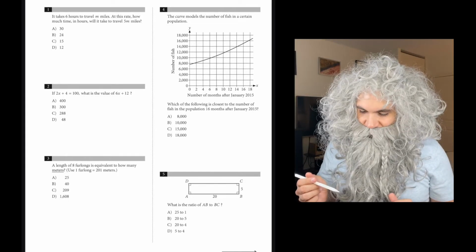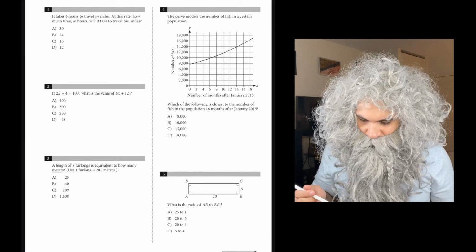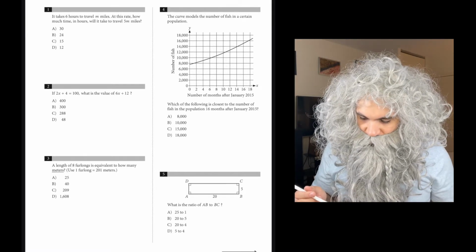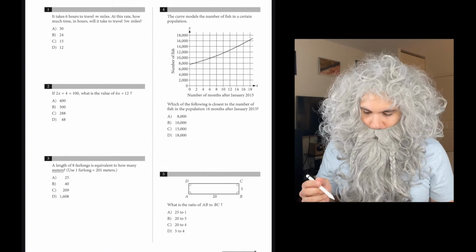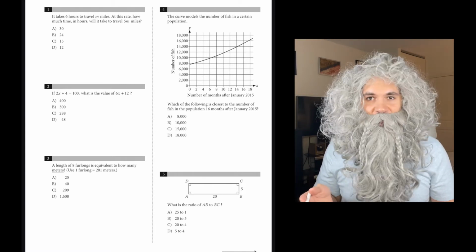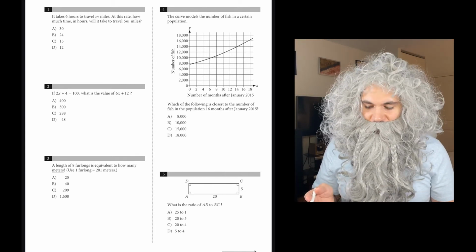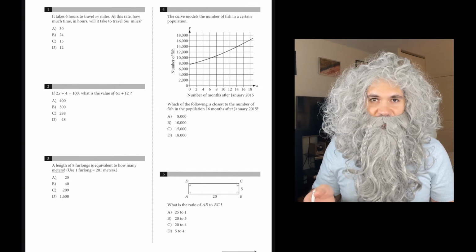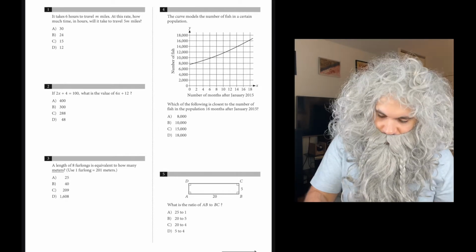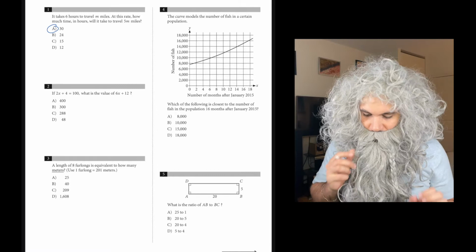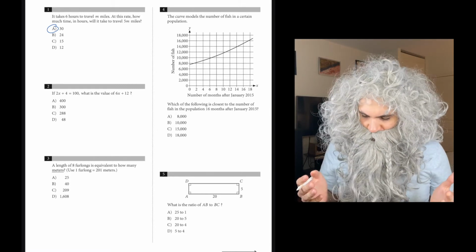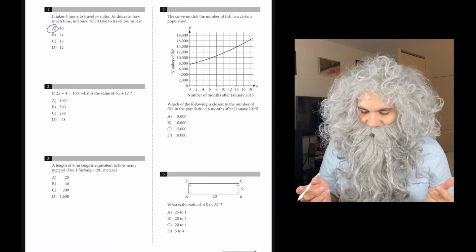It takes 6 hours to travel m miles. At this rate, how much time in hours will it take to travel 5m miles? Well, the way you go from m to 5m is you multiply m by 5. So we're going to do the same thing with a 6. Just multiply 6 by 5 and we get 30. A. Number 2, if 2x plus 4 equals 100, what is the value of 6x plus 12?